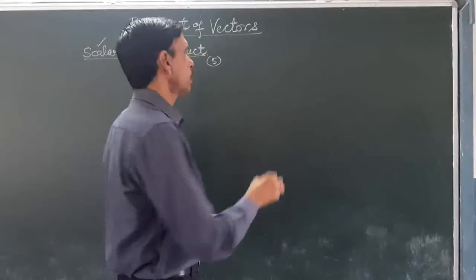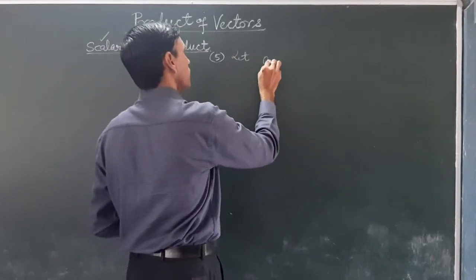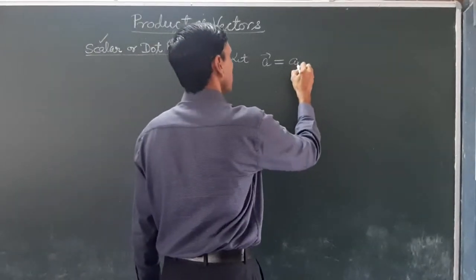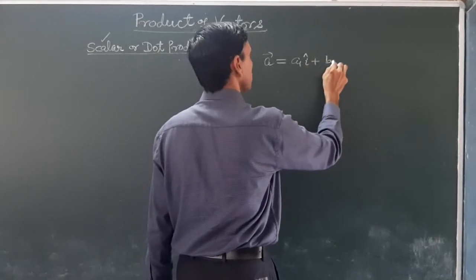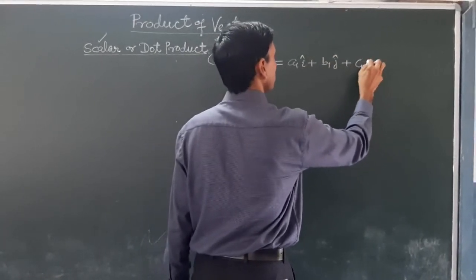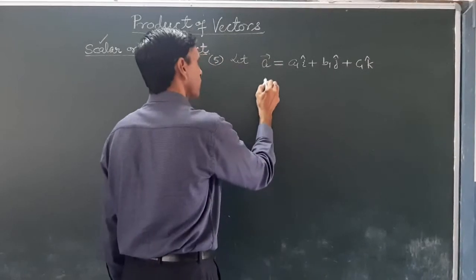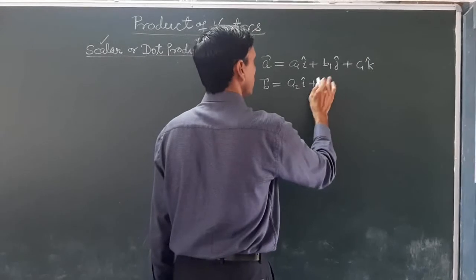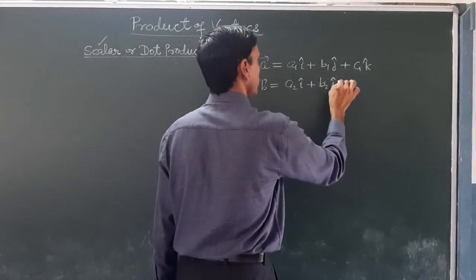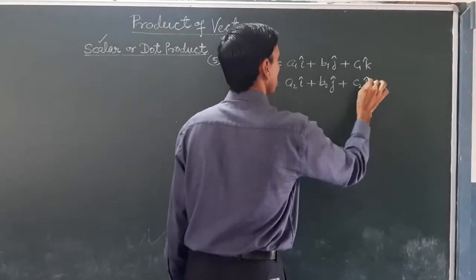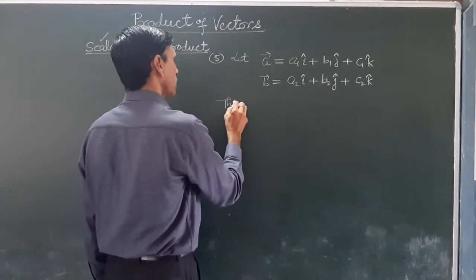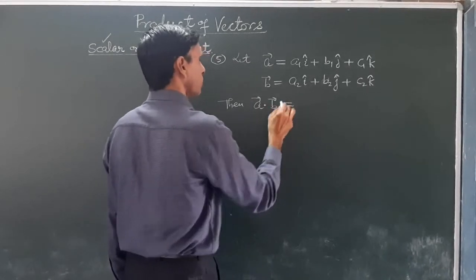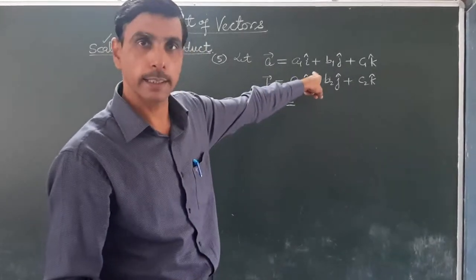So let vector A in terms of components be a1i plus b1j plus c1k, and vector B be a2i plus b2j plus c2k, then a dot b. This is the question; such questions will come. Till now what we studied was the concept.